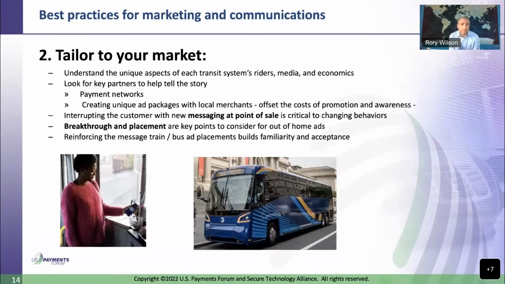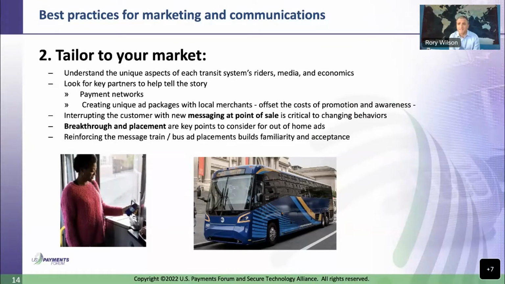Tailoring to your market is really important. Obviously, it's very different outside of New York City, but the basics of the communications are the same. To reduce the complexity of the marketing mix, consider these points. First, keep it simple.